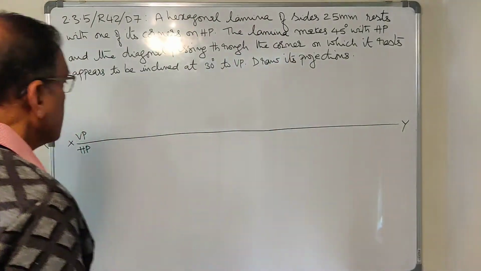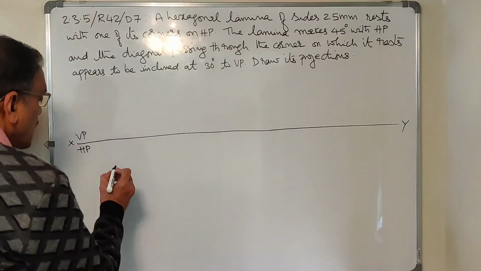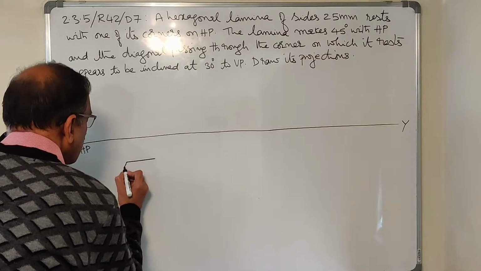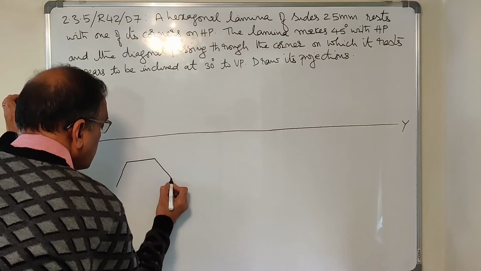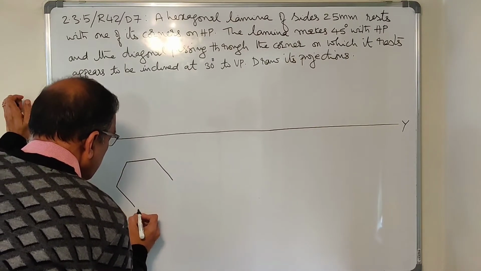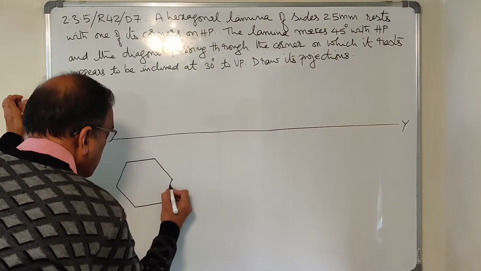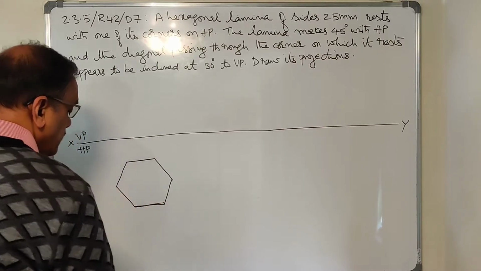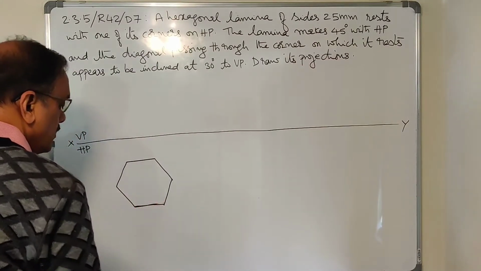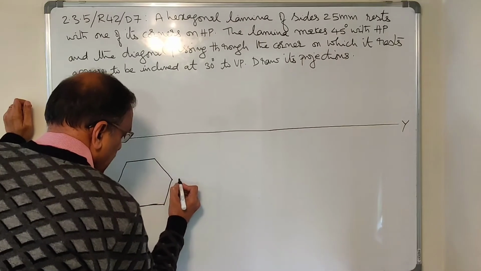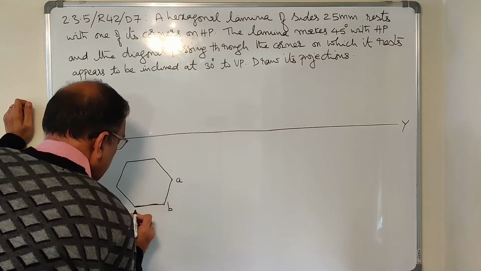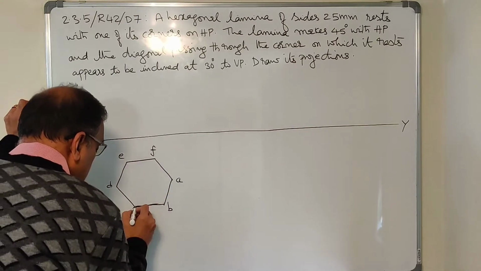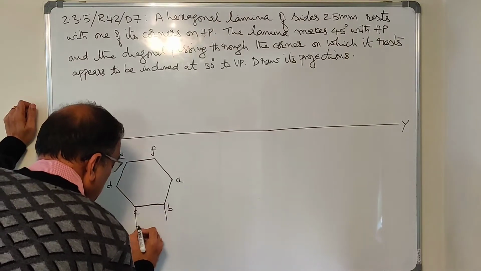So I am starting with the hexagon of 25 mm edge and I have to get corner on the right side. So this is the hexagon. Now I'll start naming from this side, I'll call this as A, and you have to dimension the edge, preferably the horizontal edge.